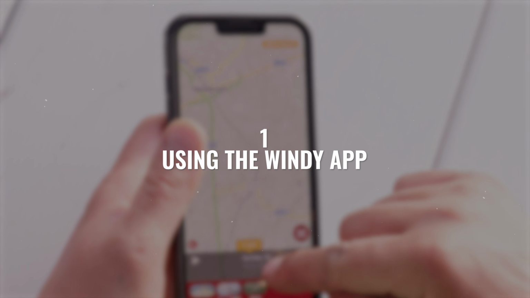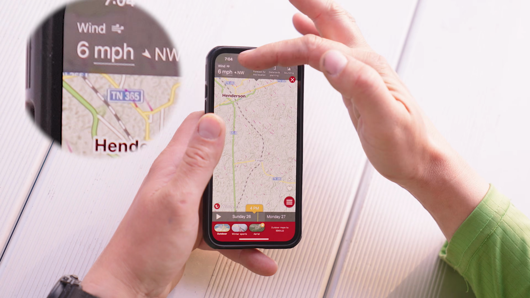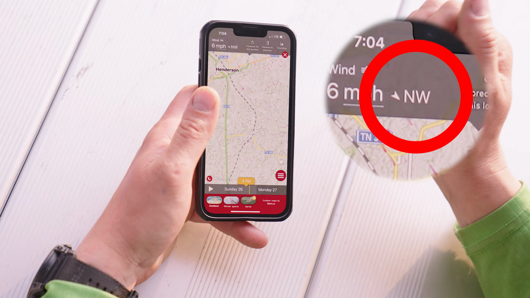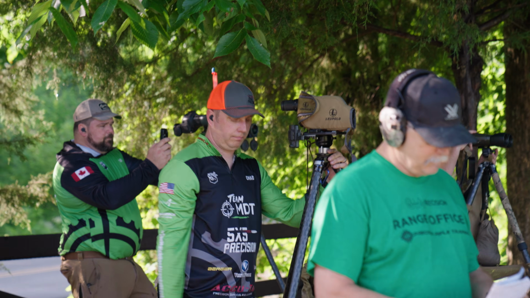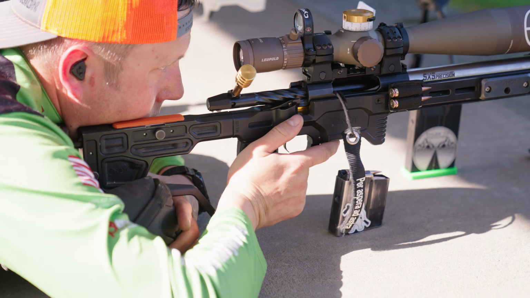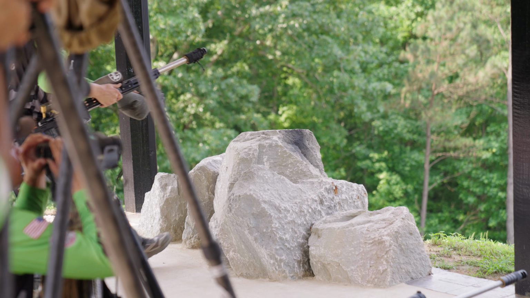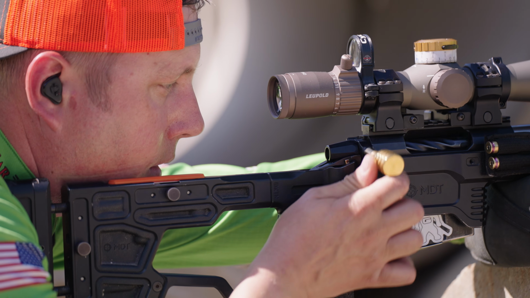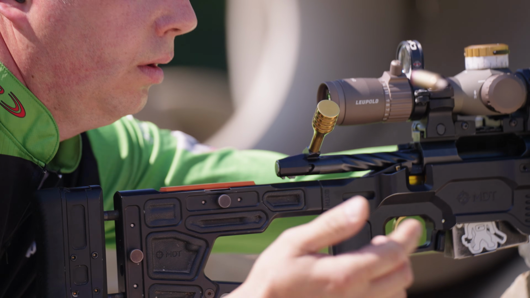Slide the fader over and pick a time frame. It gives you average miles per hour and the direction. So I'll show up to a match kind of knowing what the wind average is going to be, and I will also look every hour and see if there's going to be a forecasted change in direction or intensity. I'll kind of have that in the back of my mind, and then I'll be looking for it to happen throughout the day.